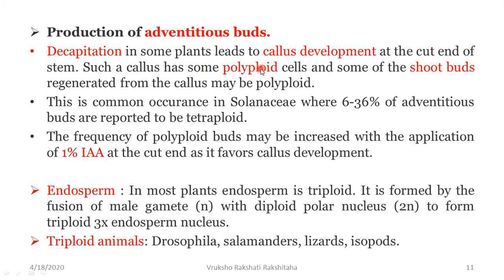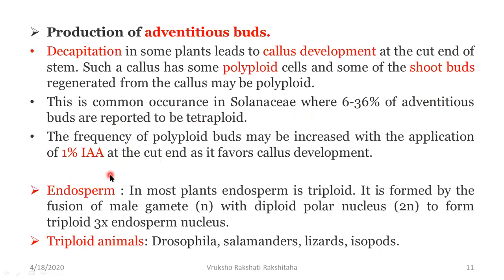Some of the cells may be polyploid, and some of the shoot buds which are regenerated from this callus may be polyploid. An example is that this is of common occurrence in family Solanaceae, where nearly 6 to 36% of adventitious buds have been reported to be tetraploid. And if we want to increase the frequency of these tetraploid adventitious buds, then you can apply 1% IAA at the cut end of the stem.